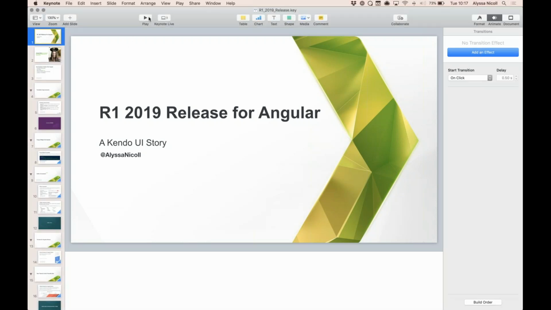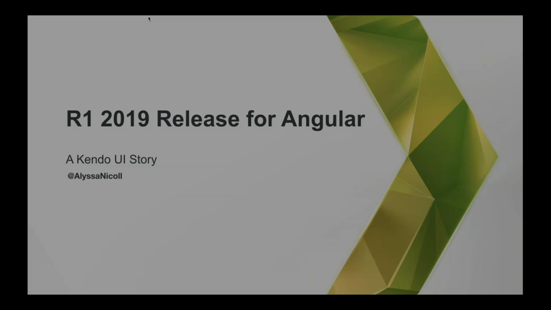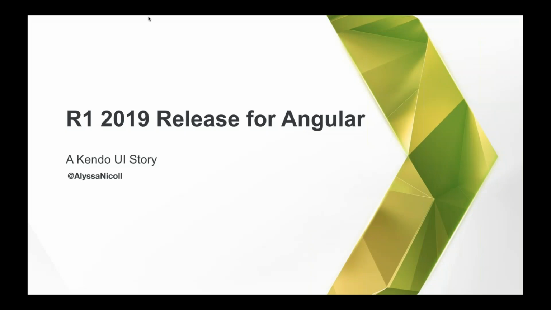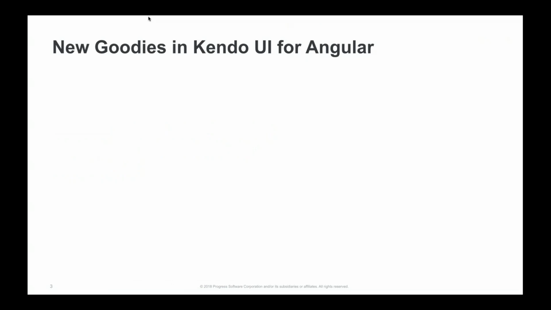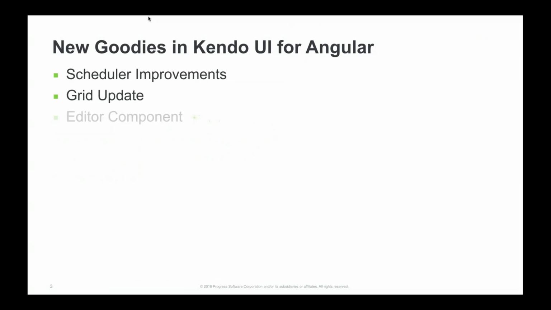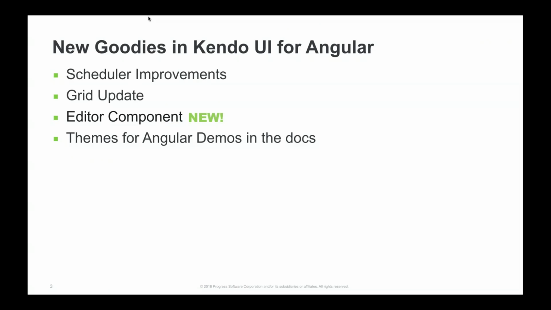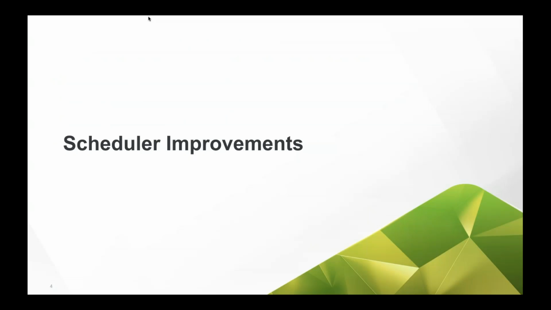Okay, awesome. So yes, my name is Alyssa Nichol. I'll be going over the R1 2019 release for Angular with all our goodies. And for those of you who haven't met me, I'm the Angular developer advocate for Kendo UI. So the goodies, as Carl briefly touched on, that we'll get to go into: there are improvements to our scheduler component. The grid got an update. We have a brand spanking new editor component. We have themes for Angular demos in the docs, which I'll be showing off. And we also have an update to our theme builder, which I'll be showing off.